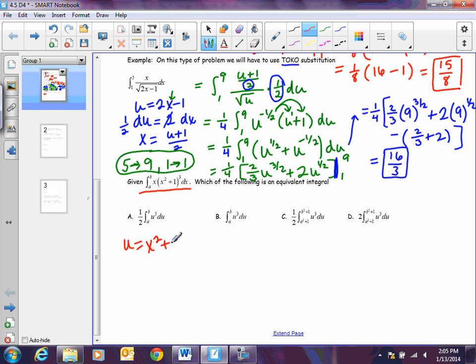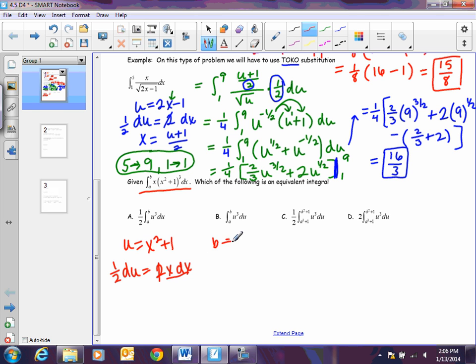X squared plus 1. Okay, then du would be 2x dx, right? And I'm going to immediately move that 2 over. I know I don't have to work out this whole problem, but if you just go with what your strength is, you're going to get there, okay? Doesn't look like a TOCO problem because I have an x dx and then there's an x and a dx here. So now I've got to change my letters, okay?